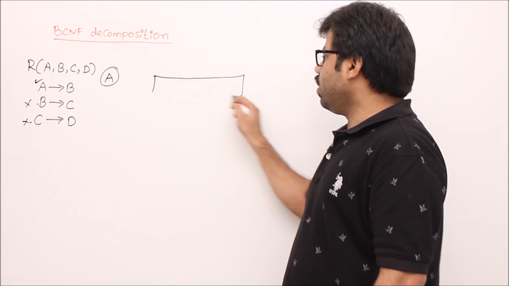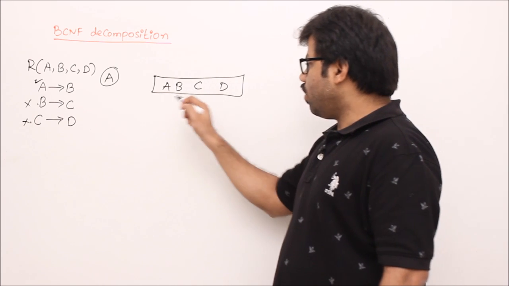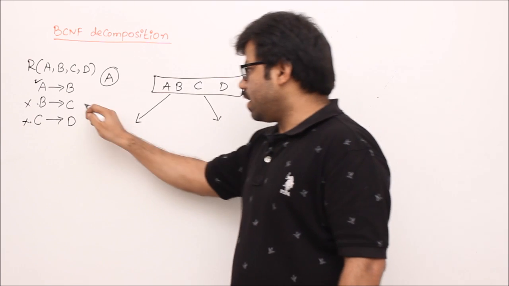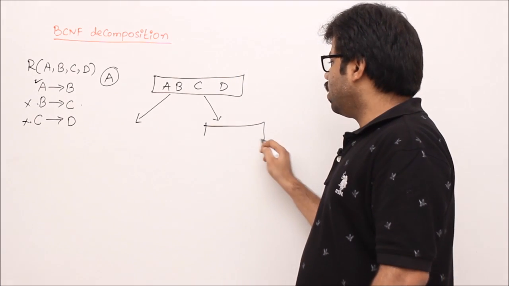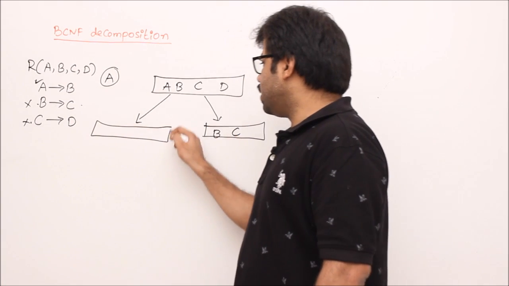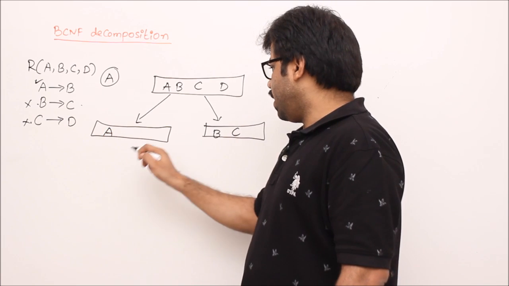Take your old table ABCD. This was our old table. Now I am splitting it into two parts. I will tell you how to split. First take this error BC and create a table. Now you remove B comma C from ABCD. That means here you write the remaining attributes A and D.